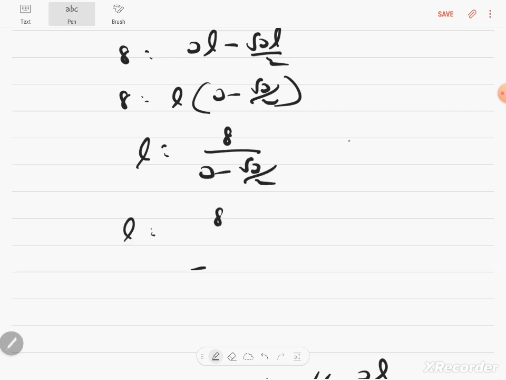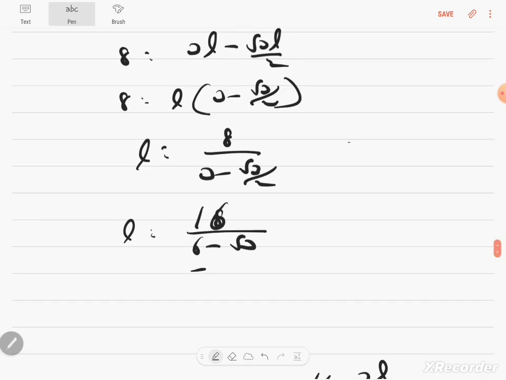So L therefore is 8 by 3 minus root 3 by 2, which is 16 by 6 minus root 3. And that will be my length, and substituting it in the breadth, what will be the value of breadth?